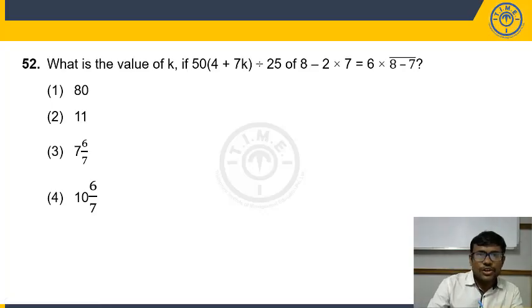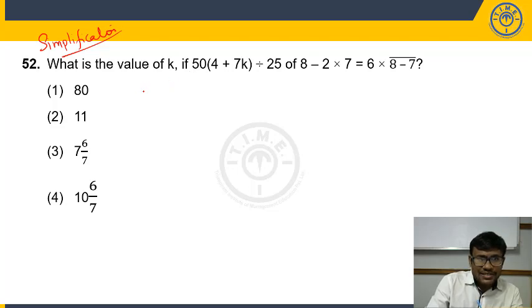What is the value of K? If 50 into 4 plus 7K divided by 25 of 8 minus 2 into 7 is equal to 6 into 8 minus 7 bar. Now, this is a simplification question. So we use BODMAS rule to solve this type of questions. So it is 50 into 4 plus 7k.